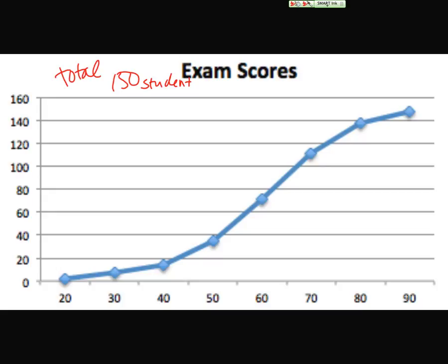Okay, so then again, just for an example, let's see. About 110 students scored 70 or below. You guys see how I kind of looked at that? So if here is 110 students, they got 70 marks right or less. Now that's just a random example I'm making up.